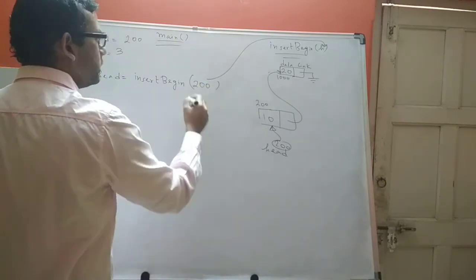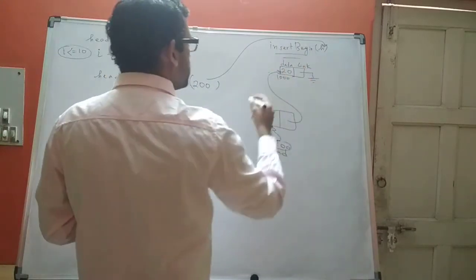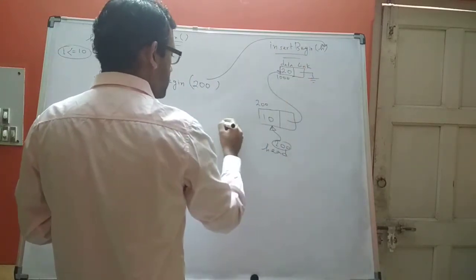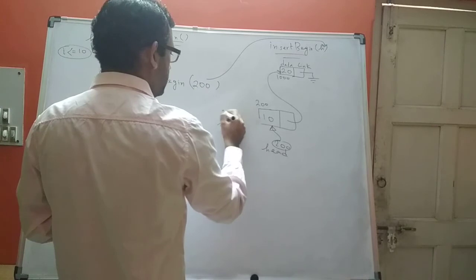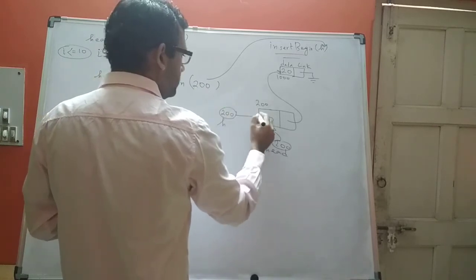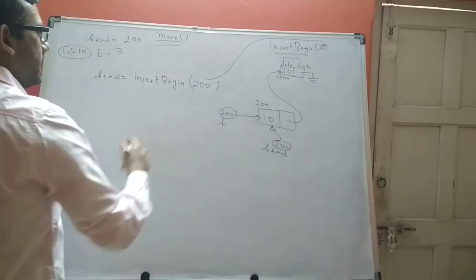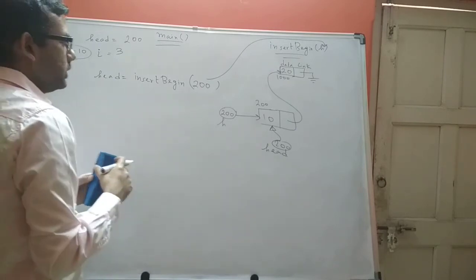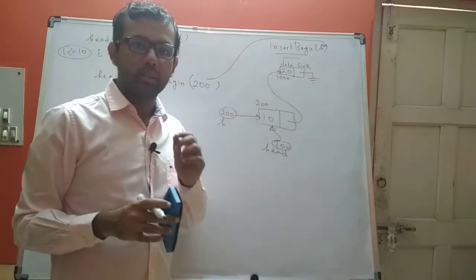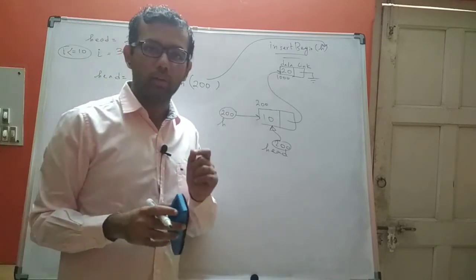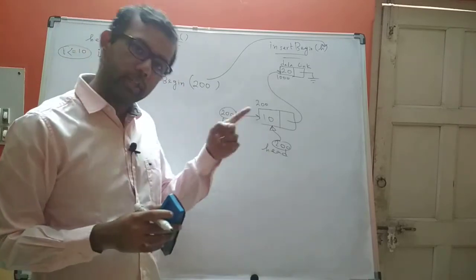So you pass the value of 200. Now this 200 goes inside h. So h is now containing 200 and it is pointing to this node. Since h is pointing to this node, your insert begin function starts with a check whether h is equal to null or not. Obviously, h is not equal to null, so it comes to the else part.